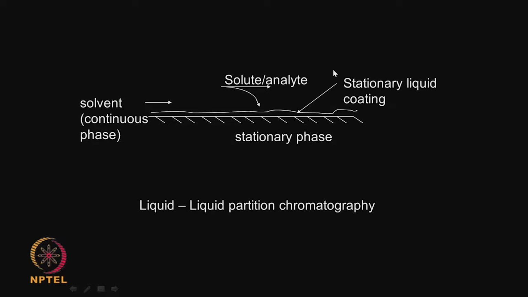If you look at liquid partition chromatography, we have the stationary phase and then there is a stationary liquid coating on top of it. The solvent comes, that is the continuous phase, so the solute partitions. This is exactly like extraction, only thing is one liquid is immobilized on the surface. So, you will have the term partition coefficient coming into this picture, especially for liquid partition chromatography. The stationary phase will have a solid matrix here and a liquid that is coated onto it.